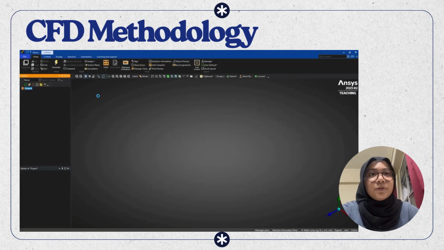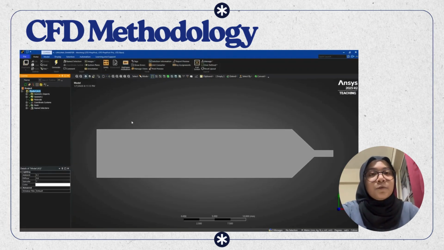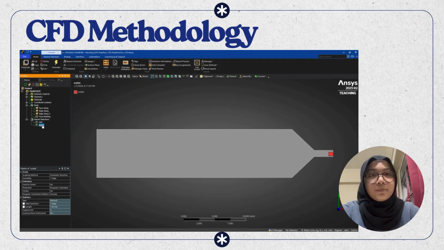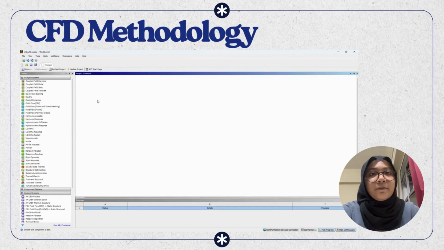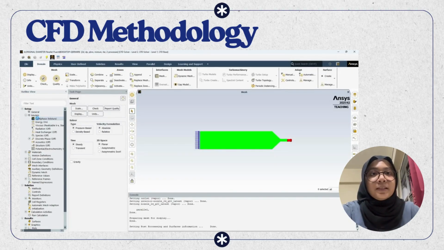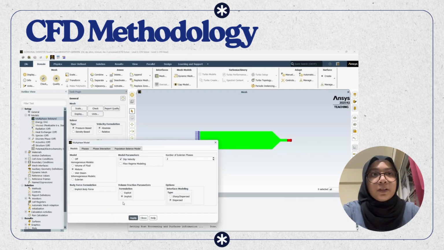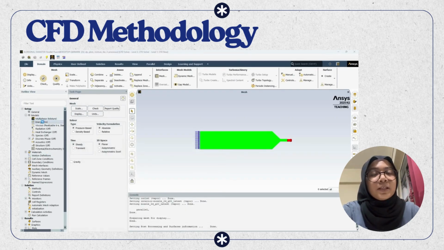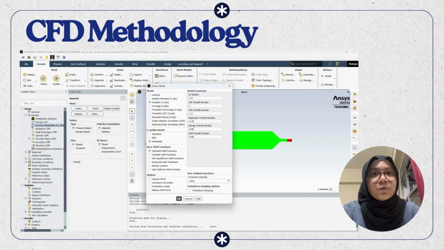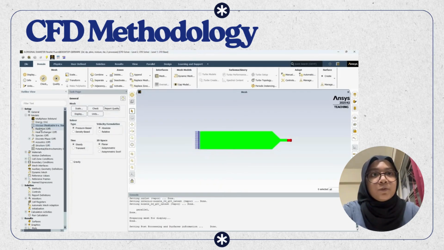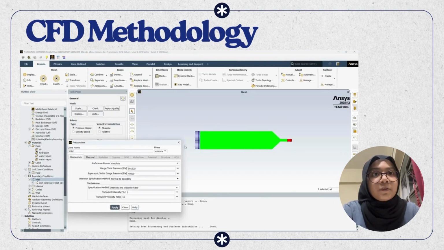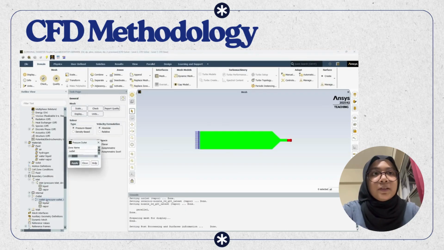Next, I will explain the simulation procedure used in this study. First, the nozzle geometry was imported into ANSYS Workbench and a 2D structured mesh was generated. The inlet, outlet and wall were then defined using named selections. Next, the simulation was set up in ANSYS Fluent. The mixture multiphase model was selected together with the realizable k-epsilon turbulence model and enhanced wall treatment. 2 phases were defined, which are liquid hydrogen and hydrogen vapor, and the Schnerr-Sauer cavitation model was used to simulate the cavitation.